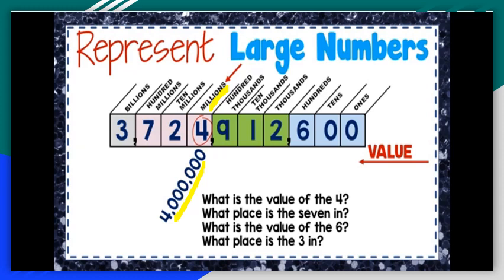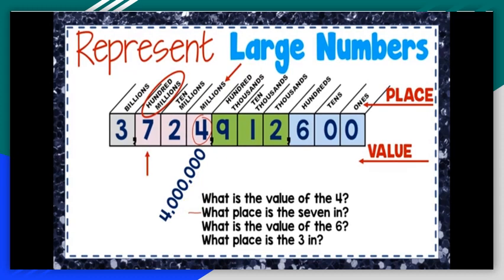So, let's look at the next question. What is the place of 7? Okay students, the place is always at the top of the chart and here is the 7, and we can clearly see that 7 is in the 100 millions place.